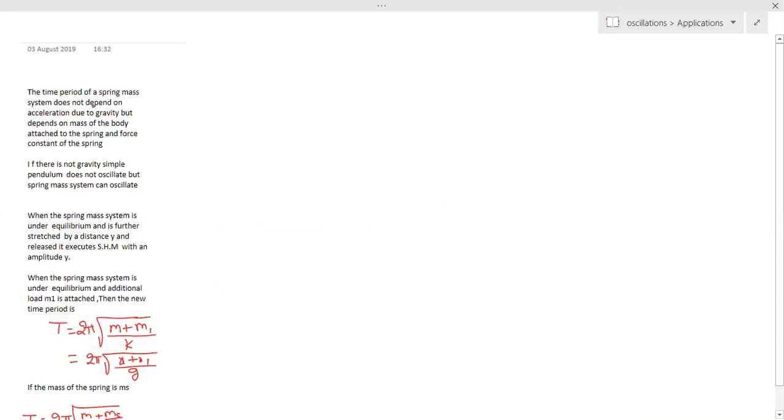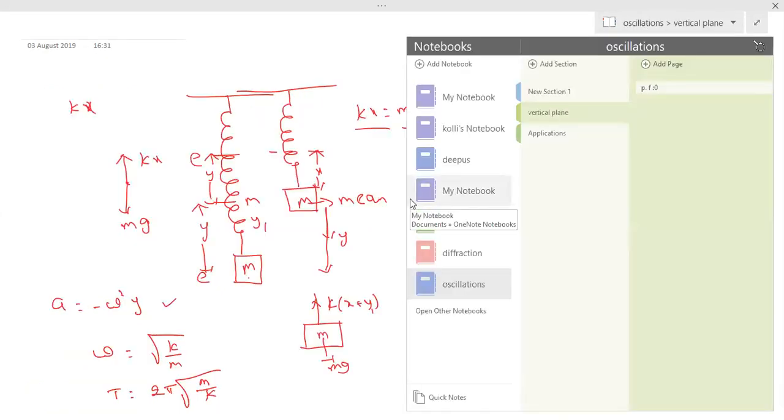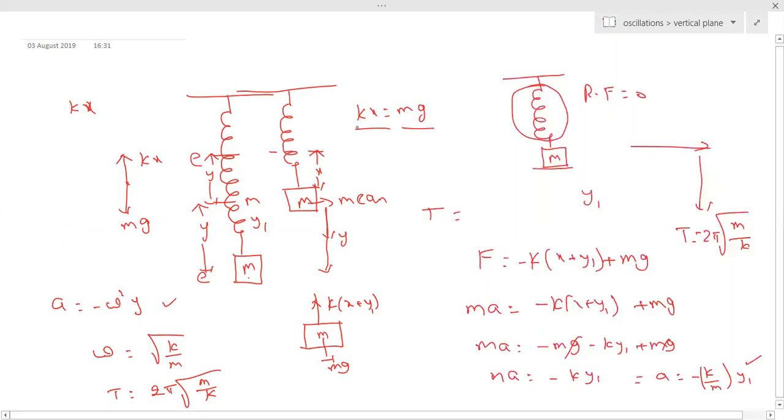The time period of spring mass system does not depend upon acceleration due to gravity. So this is one important point. See, earlier we derived the expression for time period as T is equal to 2 pi root m by k. Okay, now see, let me show you. The expression for time period is T is equal to 2 pi root m by k. Now, at one stage we got this expression kx is equal to mg. From this we can write k by m is equal to g by x, or m by k is equal to x by g.